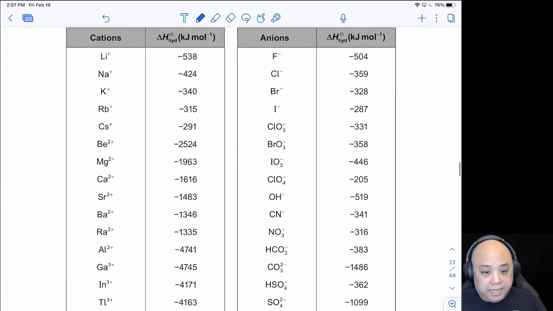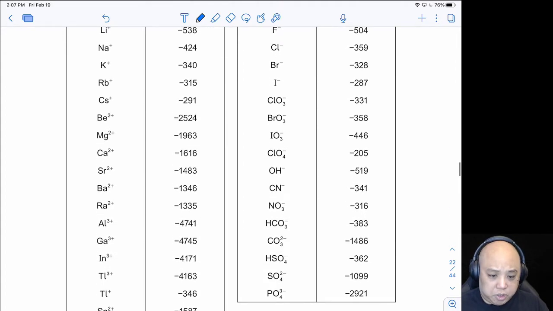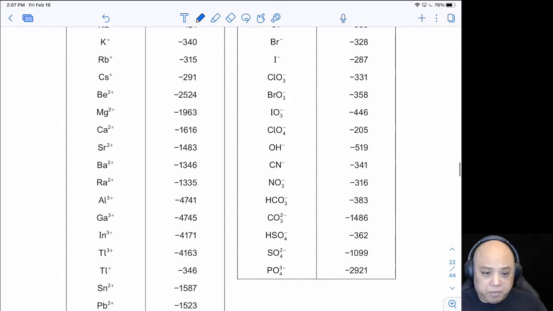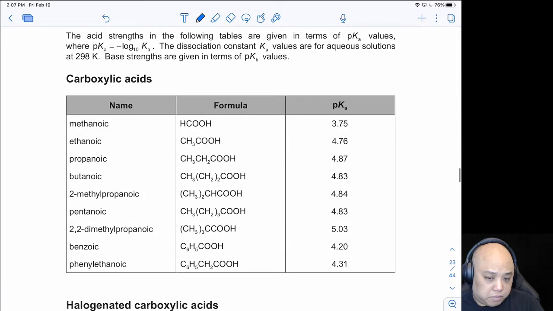Okay. And again, here, all your enthalpy of hydrations, they include polyatomics in here as well. I'm not exactly sure why they do that, unless they would give you more information later on in the problem. Okay.